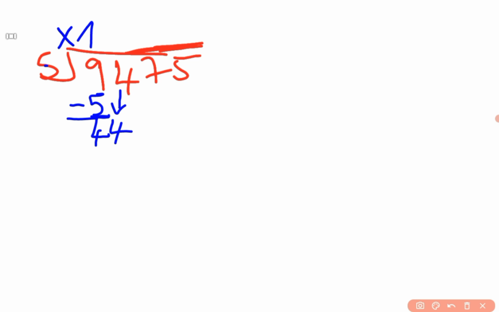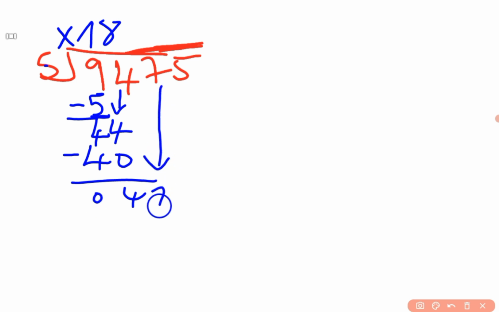44 divided by 5. If you count, 44 divided by 5 is 8. And 8 times 5 is 40. If you subtract, 4 take away 0 is 4, and 4 take away 4 is 0. You now bring down 7. You have 47.